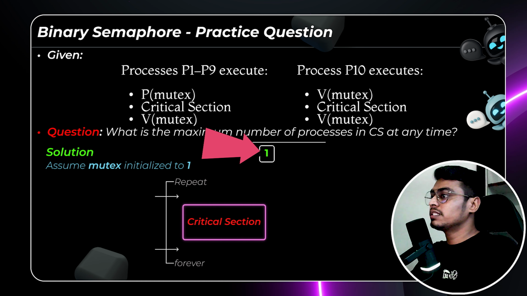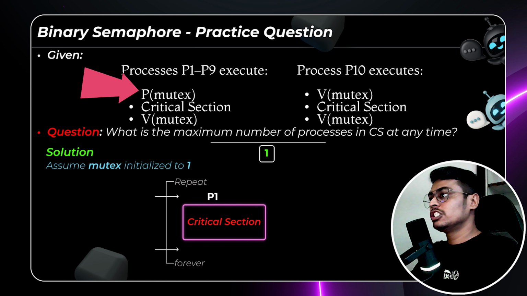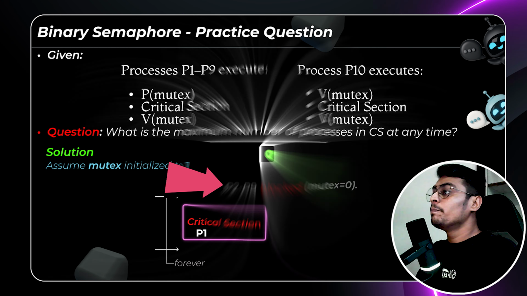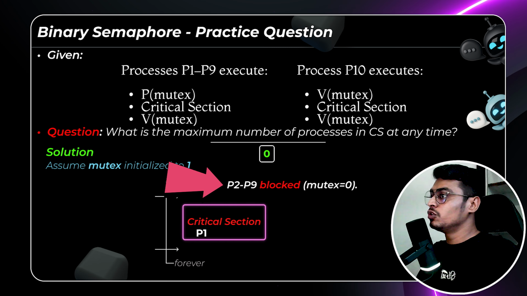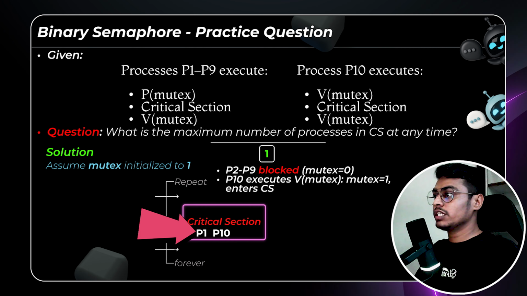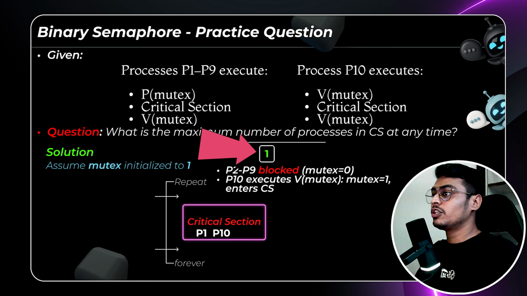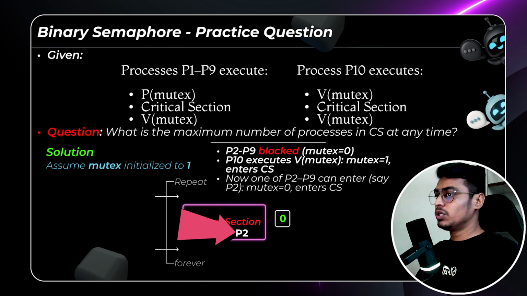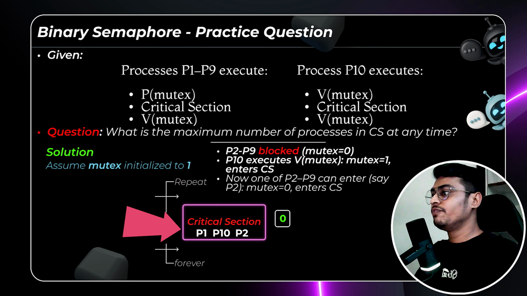Let's assume mutex is initialized to 1. P1 executes P mutex, mutex becomes 0, P1 enters the critical section. P2 to P9 cannot enter as mutex is equal to 0, so they get blocked. But P10 can enter because it executes V mutex. V mutex makes it 1. P10 enters, now mutex is equal to 1. So one of P2 to P9 can enter now. Say P2: mutex becomes 0, P2 enters the critical section. At this point we have P1, P10, P2 in the critical section.